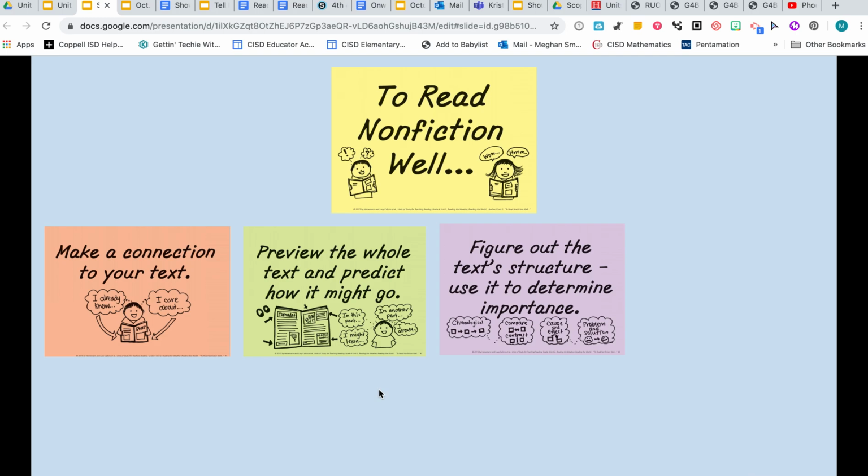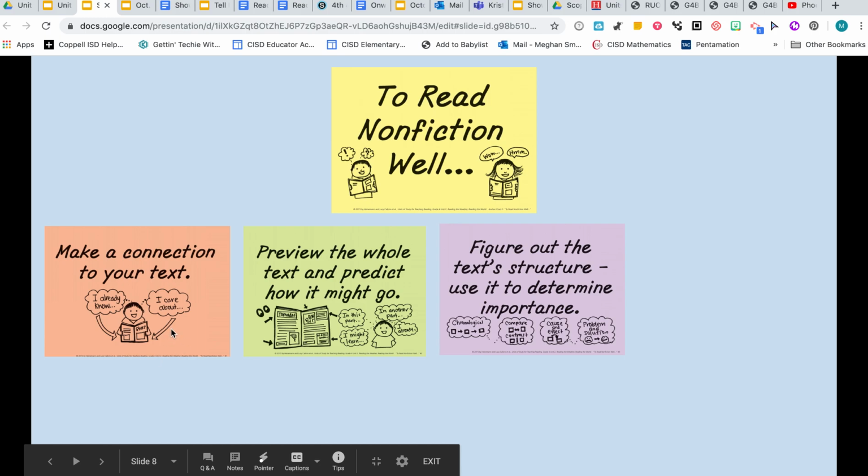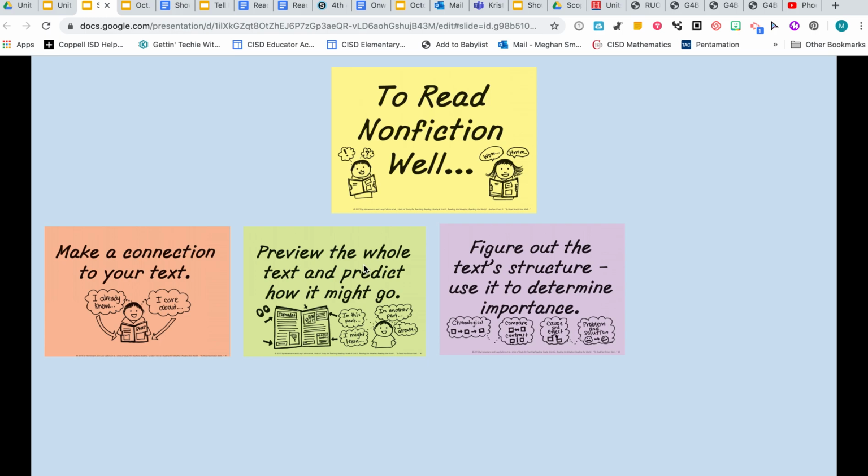Readers, we have been accumulating strategies to add to our nonfiction reading toolkit. Strategies that can help you the rest of your life. Already this week, we have learned to read nonfiction well. We have to make a connection to the text we're about to read. We have to preview the whole text and predict how it might go. And now we are going to figure out the text structure and use it to determine importance. Is it chronological? Does it compare and contrast? Does it state causes and effects of those causes? Or is there a problem and solution?